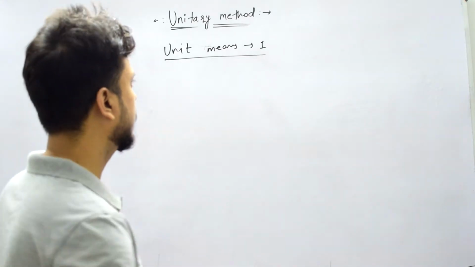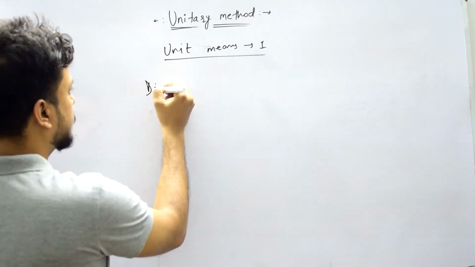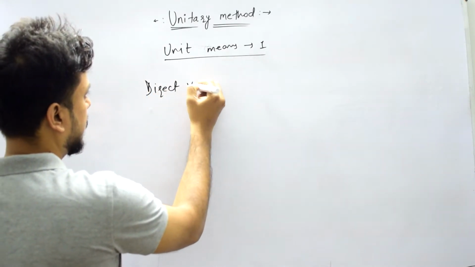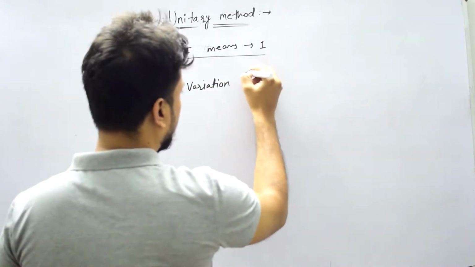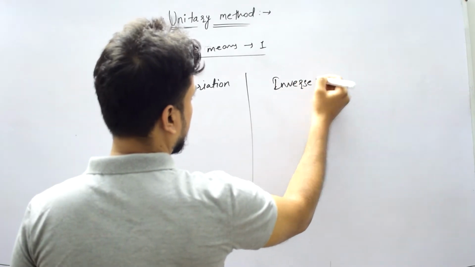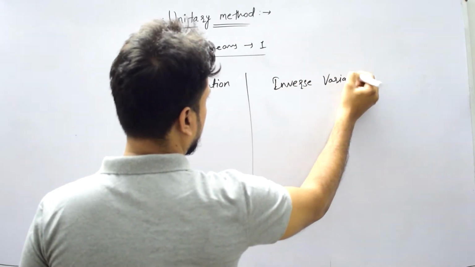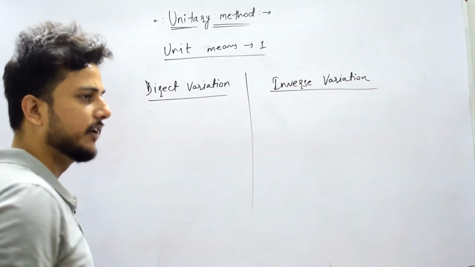Now first of all, there are two types of variations here: direct variation and inverse variation. Now see, what is the meaning of direct and what is the meaning of inverse variation?